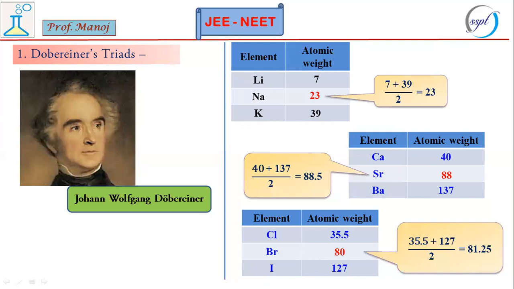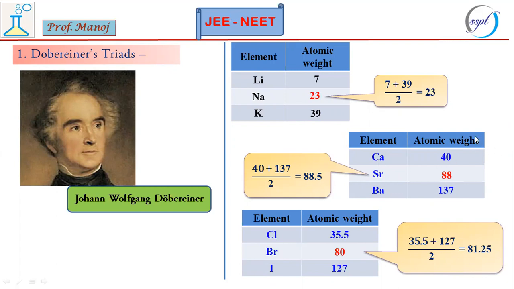So now, we have to memorize this. Yeah, I'm just coming to that. You just have to memorize the group of elements, not the values. Okay, sir. So these examples are mentioned in textbooks. So you have to know, because they can ask you in an exam, which of the following is not a Dobereiner triad, or which of the following is a Dobereiner triad. So just remember the simple examples.